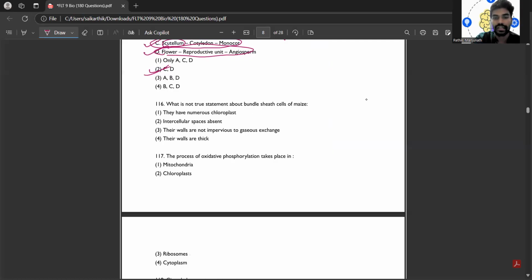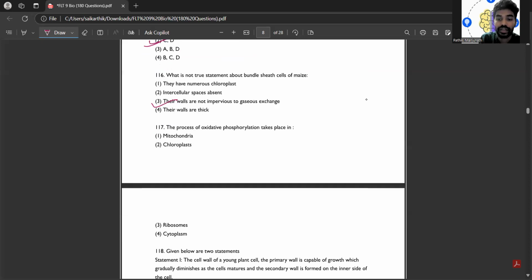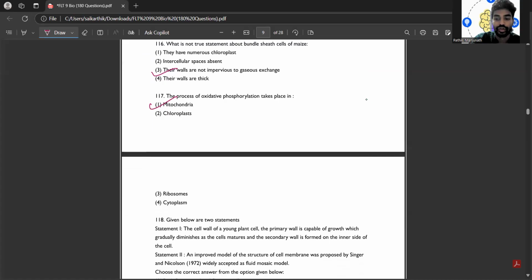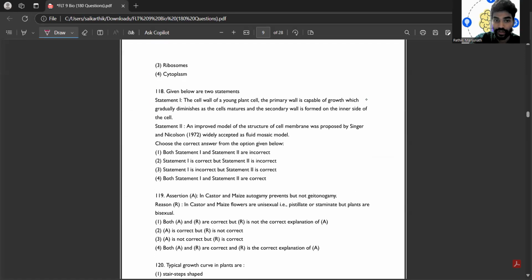So 116 is about which is not a true statement about the bundle sheath cells of the maize. So the true statement is like their walls are not impervious to gaseous exchange is wrong. Then 117. So what is 117? The process of oxidative phosphorylation takes place in what? It actually takes place in the mitochondria. Direct question. So plant physiology, respiration in plants, you will find this.